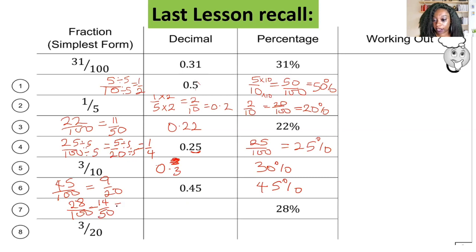I can still halve this, and I'm going to get 7 over 25. All right, and then for the decimal, it's going to be 0.28 because you have 28 over 100 and you divide it through. 3 over 20 as a decimal, you could use long division or just change your denominator here to a power of 10, like 100. So if you times that by 5 and you times that by 5, you're going to get 15 over 100, which is the same thing as 0.15. And then the percentage becomes 15%.